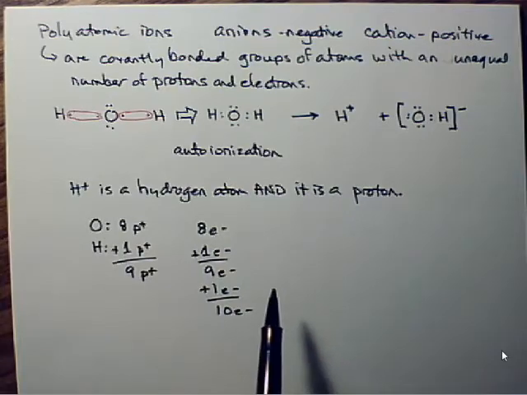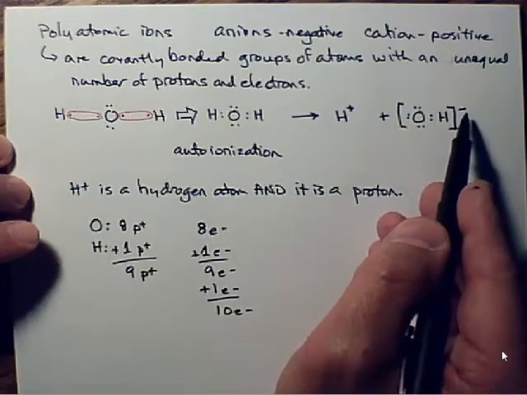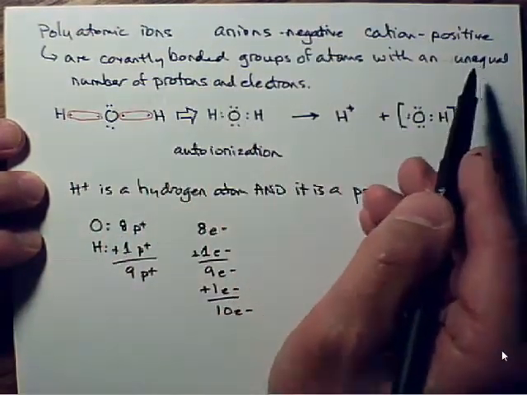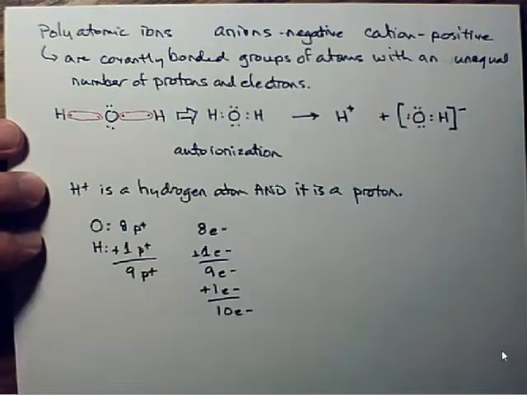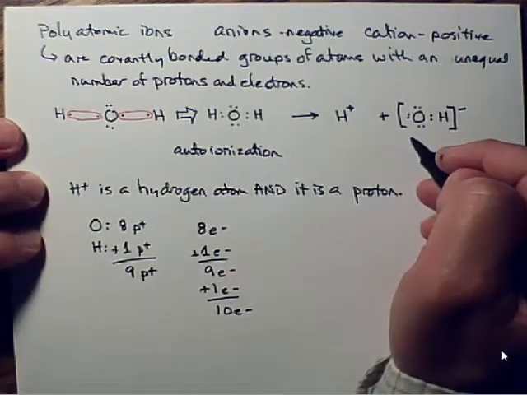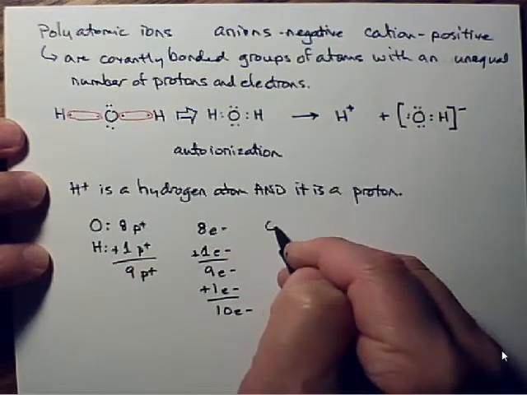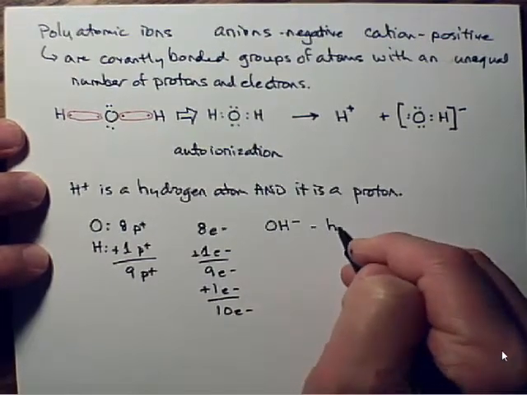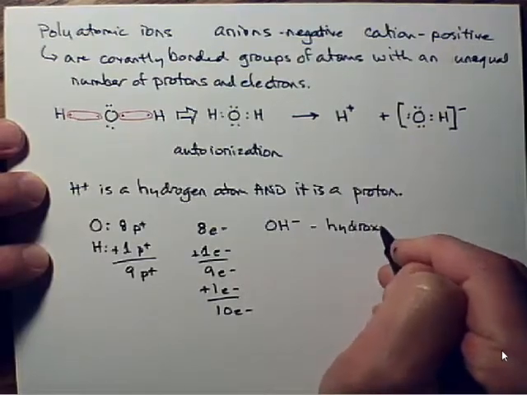Okay? This is also an ion because it's a charged particle, but this time it's a covalently bonded group of atoms with an unequal number of protons and electrons. That's a polyatomic ion. It has a special name. Okay? This is OH negative, and it's called hydroxide.